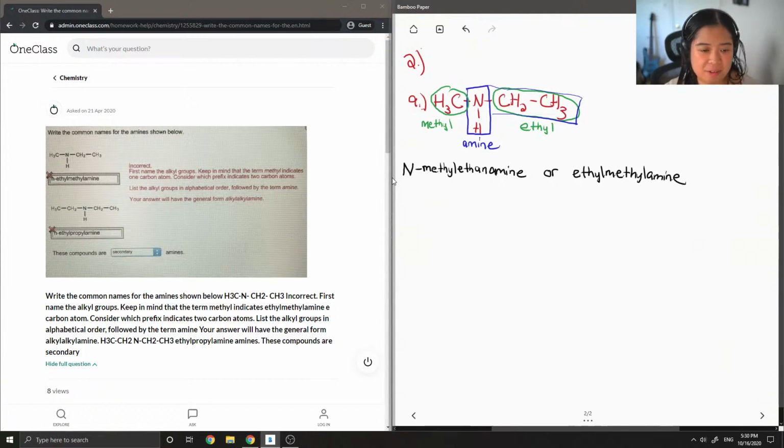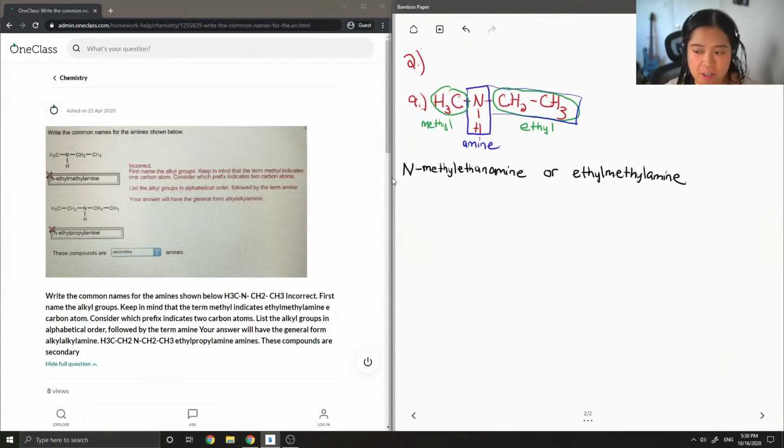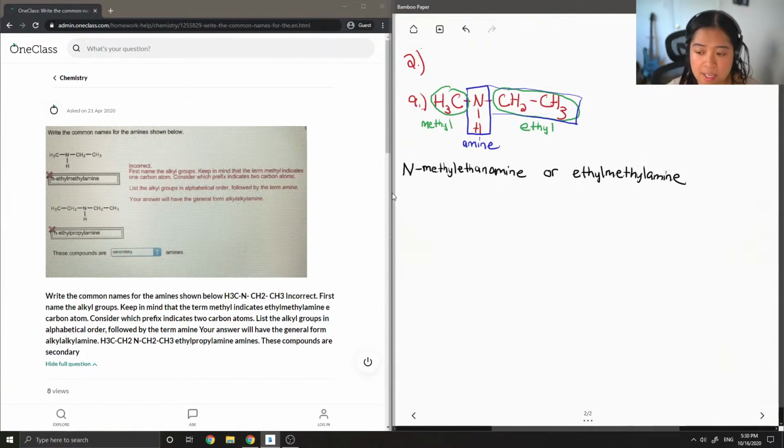So the reason why the person that asked got this question wrong is because they kind of combined these two common names together. Like they put the N at the beginning, but then they did the alphabetical order way, which is ethyl methyl amine. So if you're going to do it the N way, then you have to take into account this ethyl group as part of the parent, and then the methyl is the side chain. And if you want to do it the way that the question gives you a hint at, then that's the one where you go in alphabetical order.